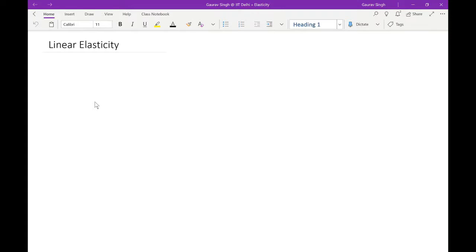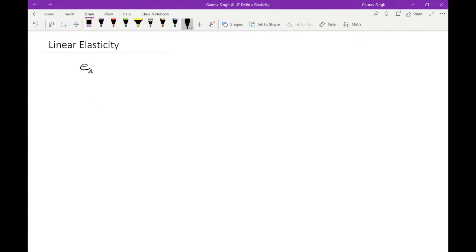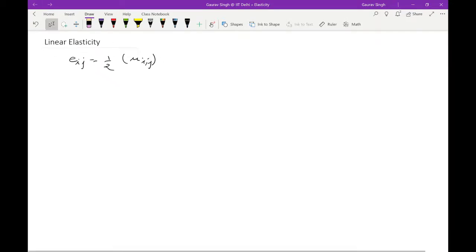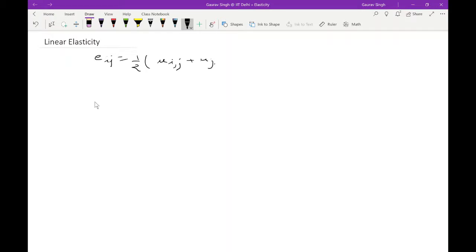One of the first things is to recap what we have done until now in this course. Until now, we have learnt about the strain displacement relationship, which is Eij equal to half Ui comma j plus Uj comma i.